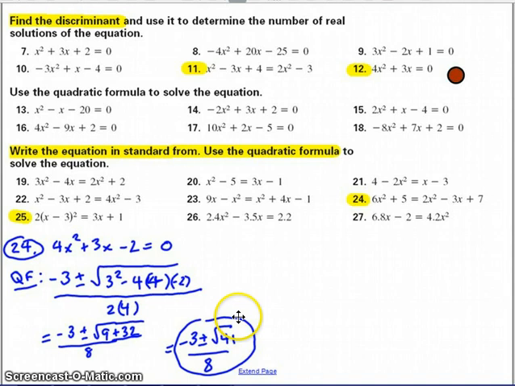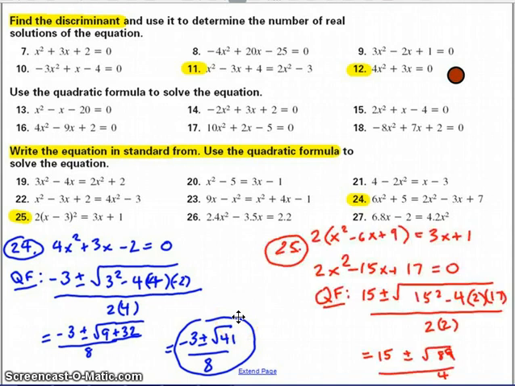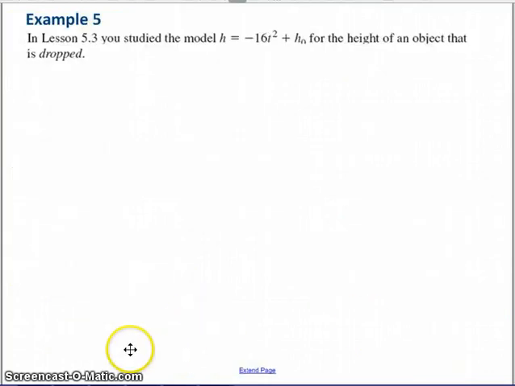For 25, similar story, you end up with a fairly complicated looking answer like this, 15 plus or minus the square root of 89 over 4. And you got there once again by turning the equation that you were given into a standard form equation, and here is that standard form equation, and then applying the quadratic formula. So that's everything that I wanted to teach you in the lesson for the quadratic formula, except for one other thing. I forgot about example 5.